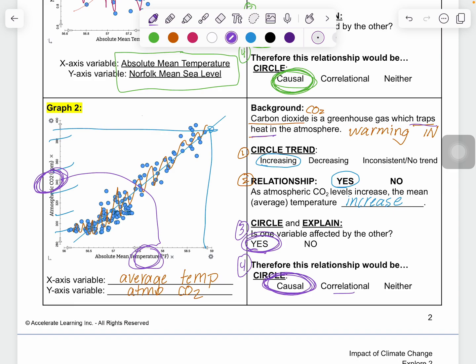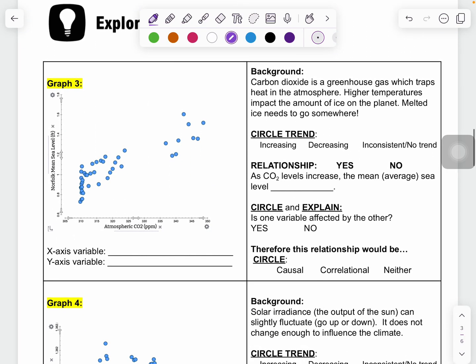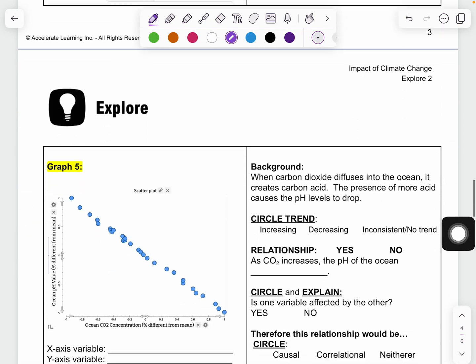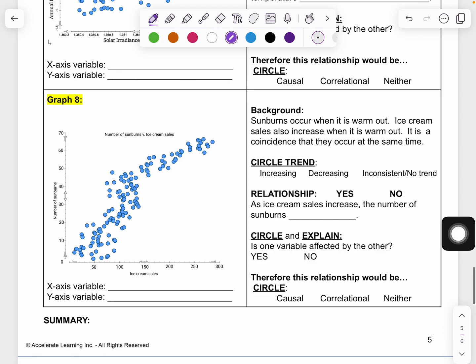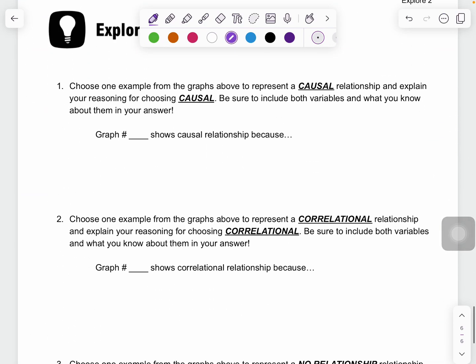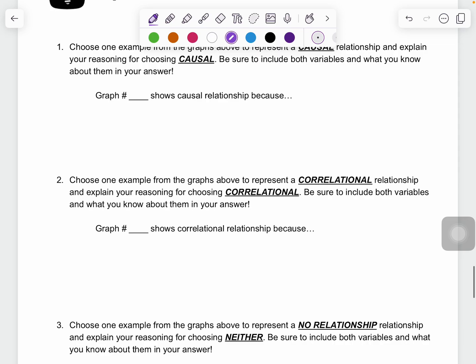Okay? So there's a handful of additional graphs where you're doing that same thing. What do you have? What do you know about them? Read the graph, analyze. You're going to do that all the way to number 8. And then the last one here says pick one causal graph. So far, we know 1 and 2 are both causal. So you could do either of those or any of the other ones you find coming up. Once you find a correlational one, maybe you'll have some choices. Tell me how you know that's correlational. So you're explaining, right? How do you know?